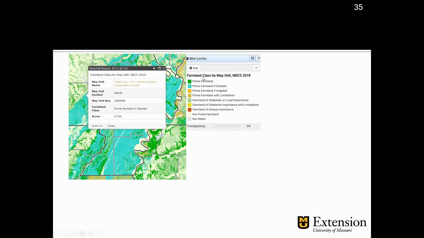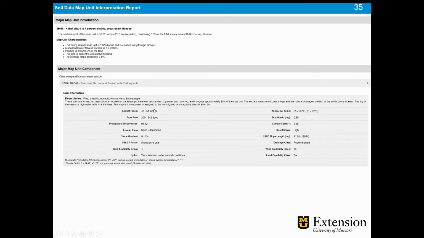Let's say farm class, and if I click on the area that I'm interested in, this box is going to pop up, and it's going to tell me what kind of soil we have there, and what the farmland class is. It says this is going to be good farmland if it's drained. But what if I want to know more about this soil? What's going on with this soil? So what I do is I click on the soil type, and it's going to give me a full report, pages and pages long, and it's going to talk about the soil itself.